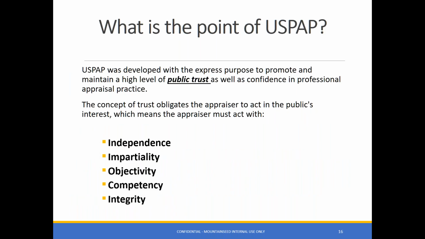Like I said before, think about the ethics rule to go back to what's the point of USPAP and the things in the preamble. An appraiser must always act with independence, impartiality, objectivity, competency, and integrity. So this is the very first thing in USPAP. This is the most important thing, right? It comes first. It's dealt with up front. This is important, and then we move on from there.